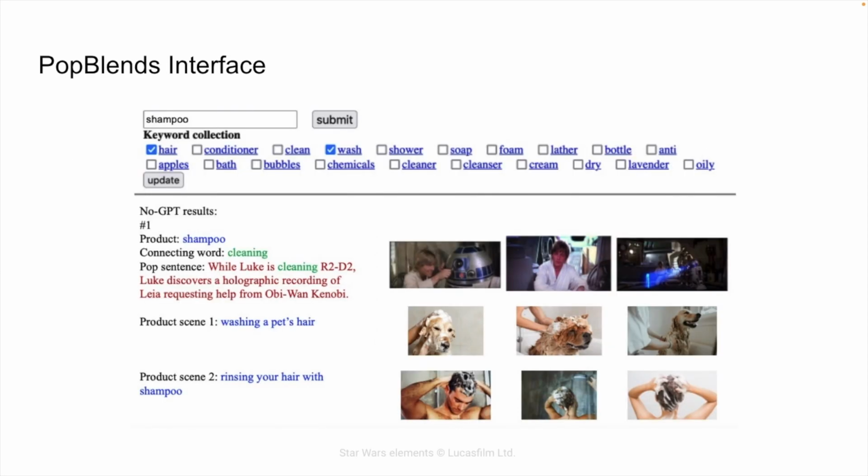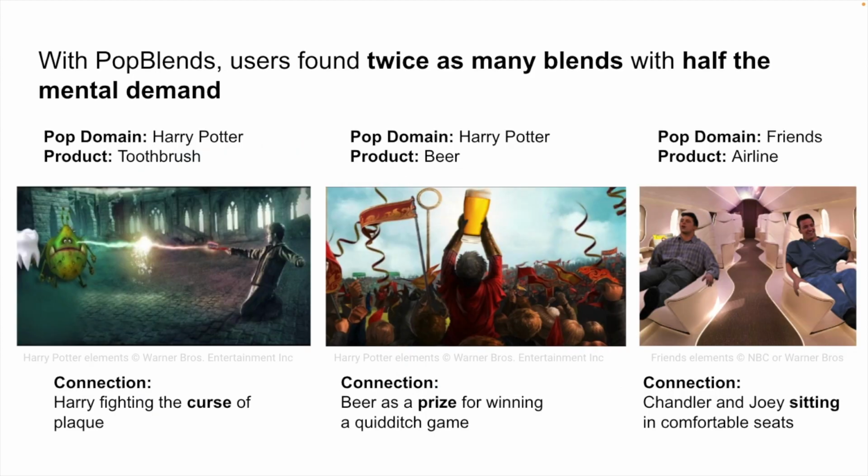Based on the PopBlends pipeline, we build a web interface. Users can select a pop culture domain, enter whatever product word they want to promote, and select product-related words. The interface presents 5 potential blends for each of the 3 strategies: No, Half, and Full GPT. Our user study shows that, with the PopBlends interface, users found twice as many blends with half the mental demand.